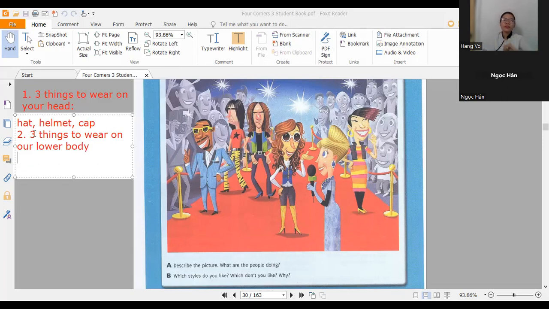Lower body. Lower là cái phần thân dưới đúng không? Phần thân dưới mình sẽ mặc những cái gì? Skirt. Pants. Không, shoes là mang ở chân mà. Shorts. Yes, very good. Okay, now the next one.